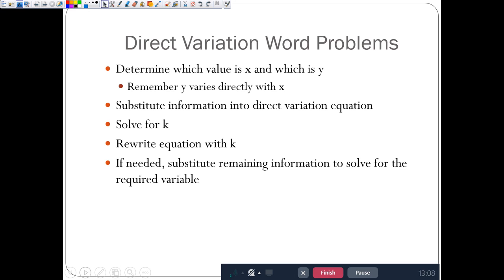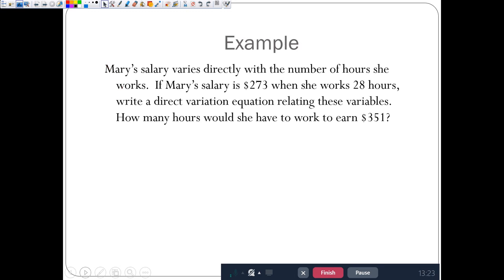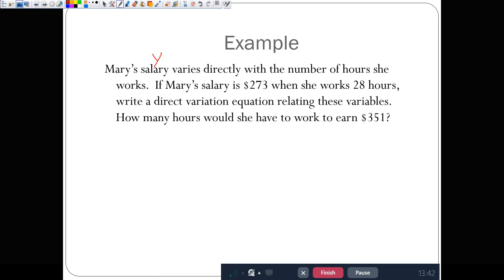The only part that's extra here is it says, if needed, substitute remaining information to solve for the required variable. Because sometimes they're going to have like 2 parts. First, we're going to have to write the equation, and second, we're going to have to find a new number. Okay? So it says Mary's salary varies directly with the number of hours she works. Okay, so in my directions, it says, remember, y varies directly with x. So my salary is going to have to be y because it varies directly with hours, x.